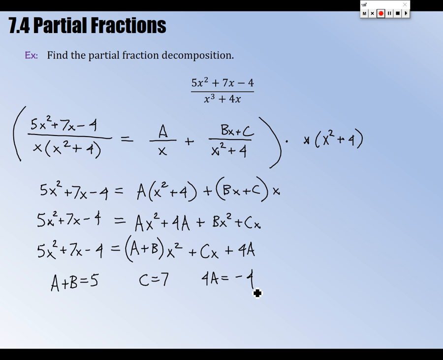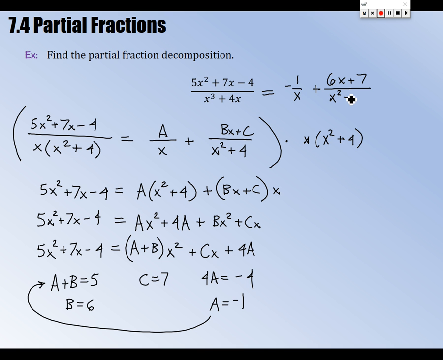So, in fact, C is already there for us. A is about to be here for us. And B is 6. Right? All right, so going back up to the top, A is negative 1. So what do we get? Negative 1 over x plus 6x plus 7 over x squared plus 4. Amazing.